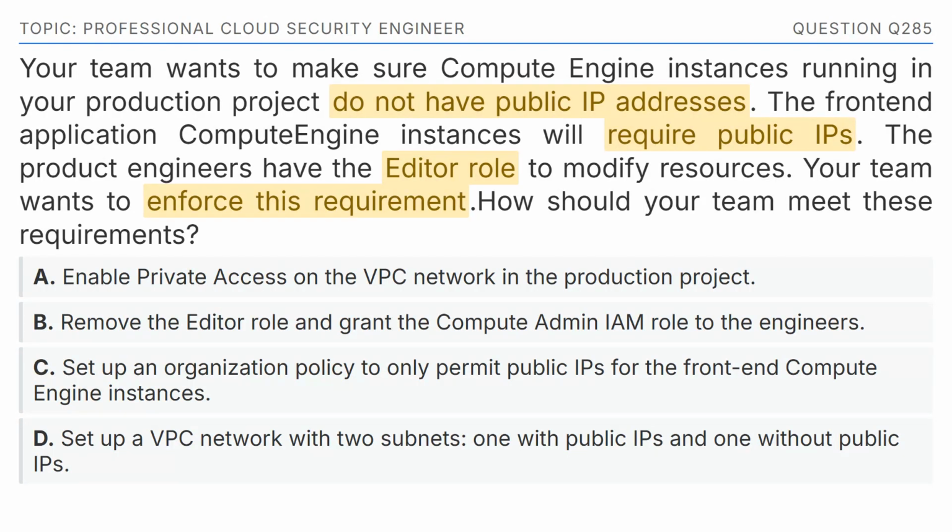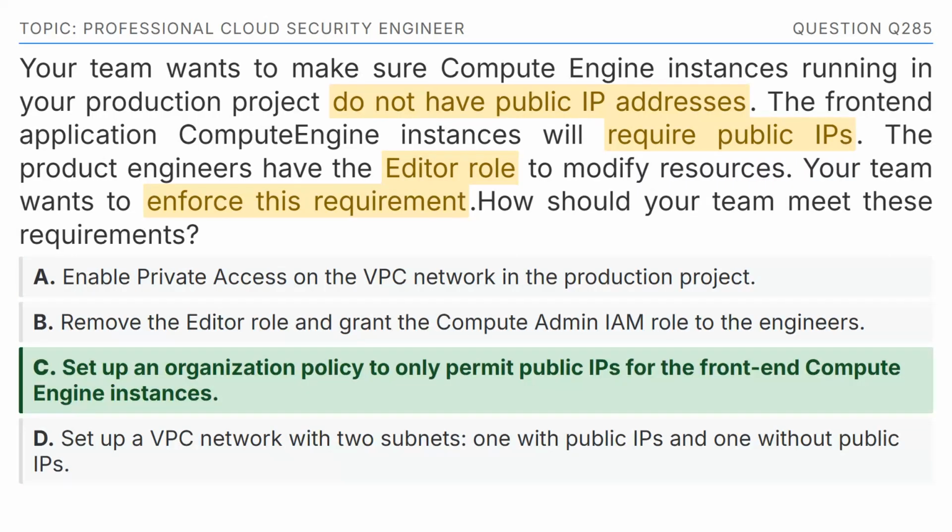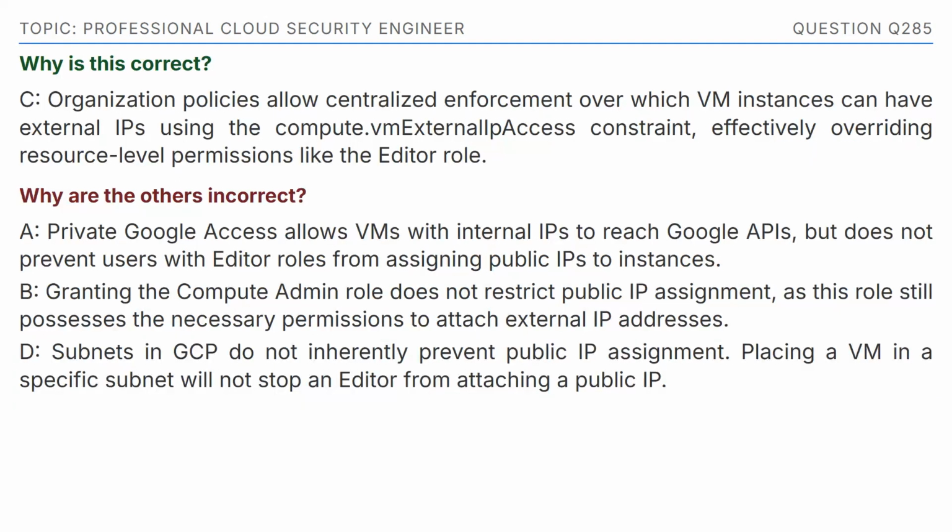To arrive at the correct answer, we focus on the keywords: do not have public IP addresses, require public IPs, editor role, enforce this requirement. The correct answer is option C, set up an organization policy to only permit public IPs for the front-end compute engine instances. Why is this correct? C. Organization policies allow centralized enforcement over which VM instances can have external IPs using the compute.vm external IP access constraint, effectively overriding resource-level permissions like the editor role.